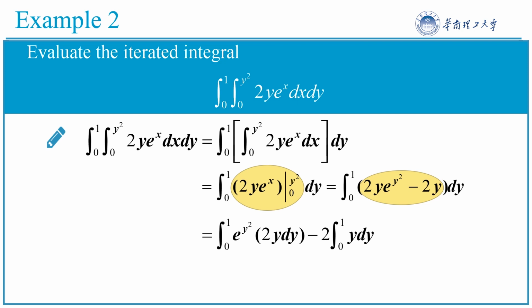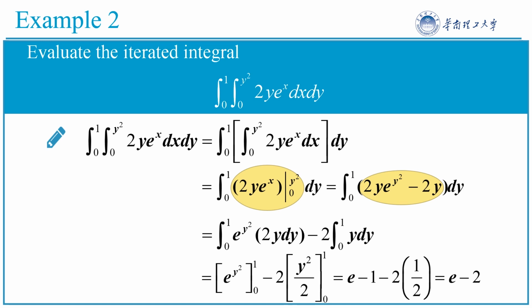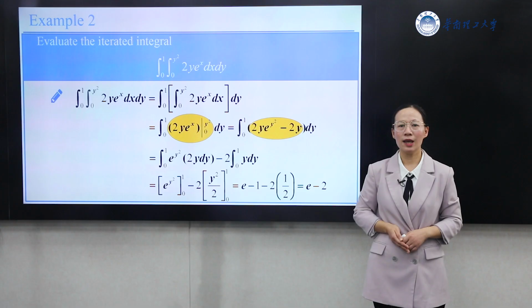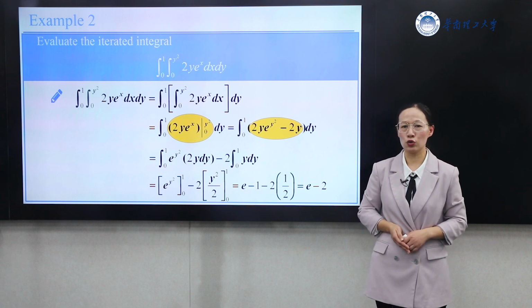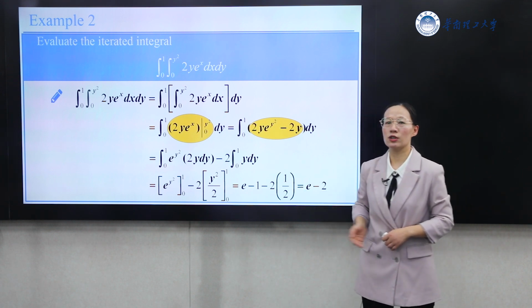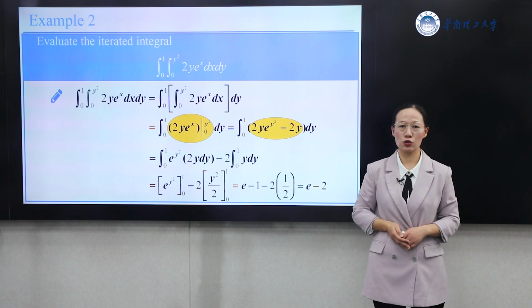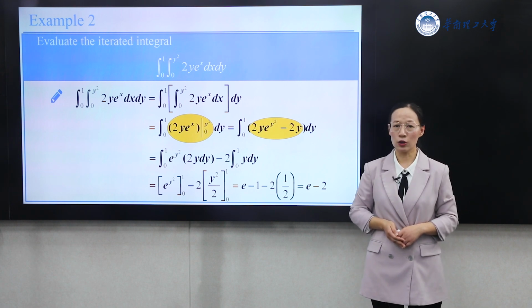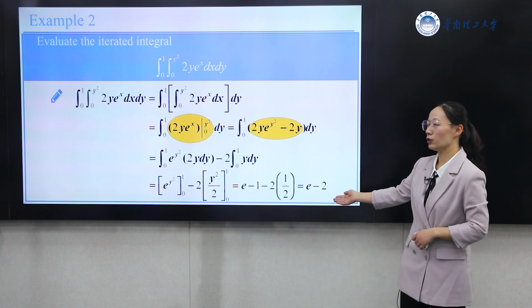Lastly, calculate the definite integral of double y times e to the power y squared minus double y from 0 to 1 with respect to y. This definite integral can be divided into two definite integrals according to the linear properties. The final result is e minus 2.